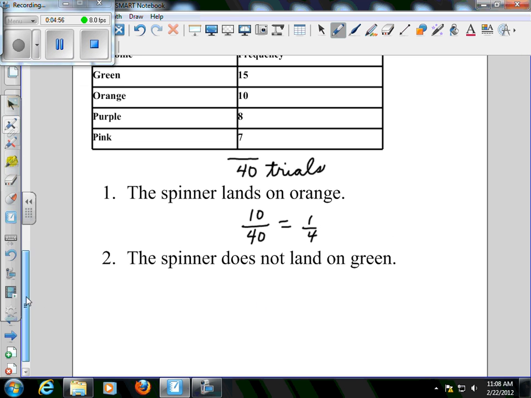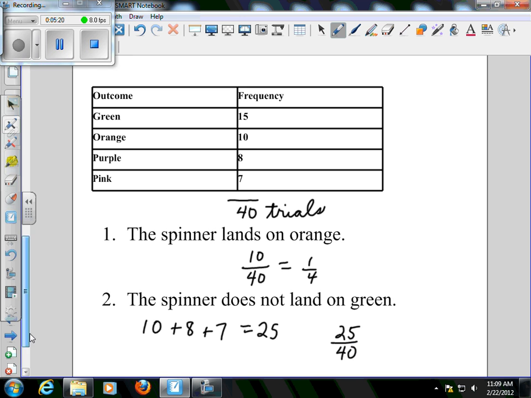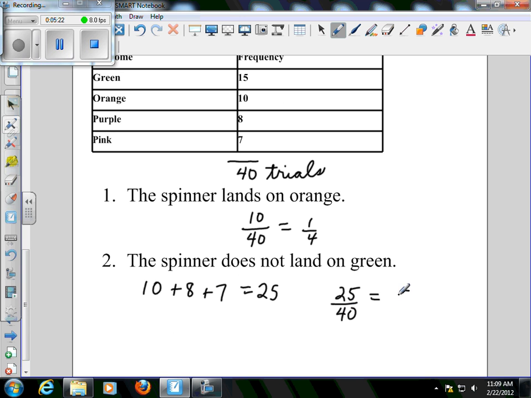Now, what's the probability that the spinner does not land on green? Well, how many of these outcomes did not involve landing on green? They landed on orange 10 times, purple 8 times, and pink 7 times. If you add all those together, you get 25 times that you did not land on green out of the 40 possible trials. So 25 over 40, if you reduce that, you get 5/8. So it looks like the probability is 5/8 that the spinner does not land on green.